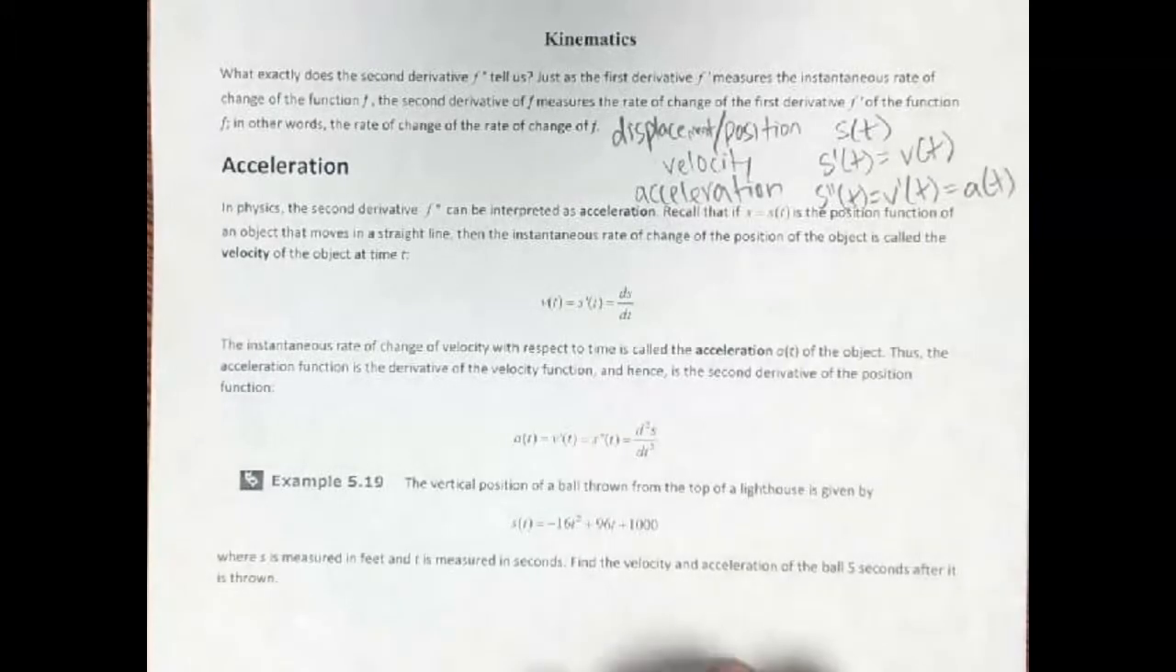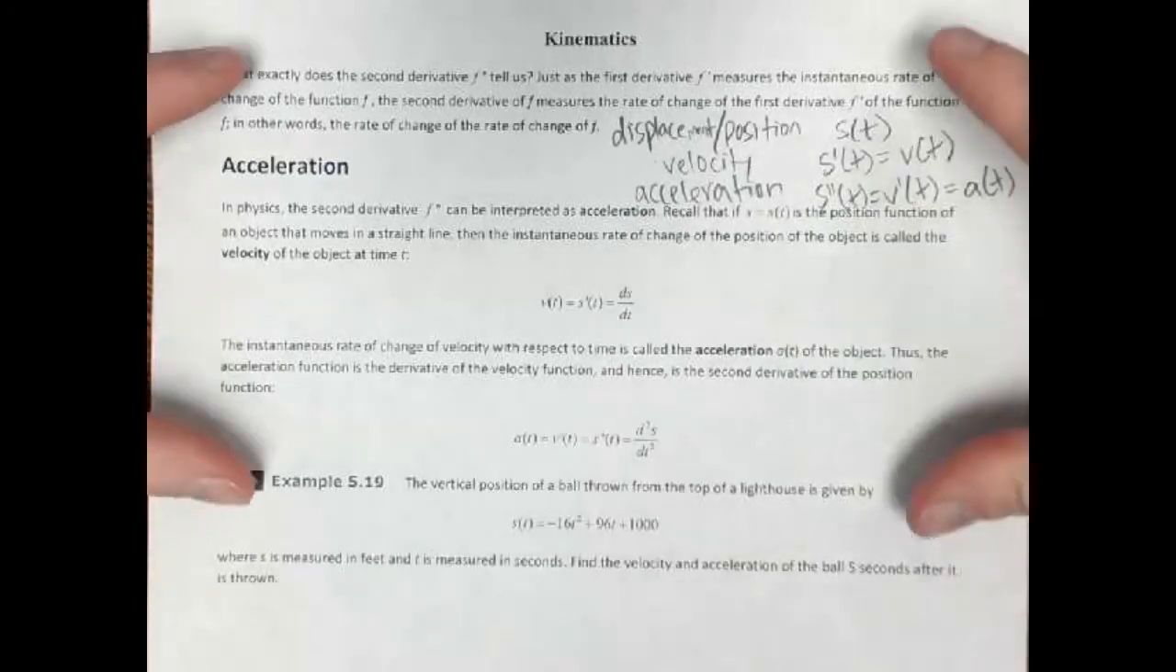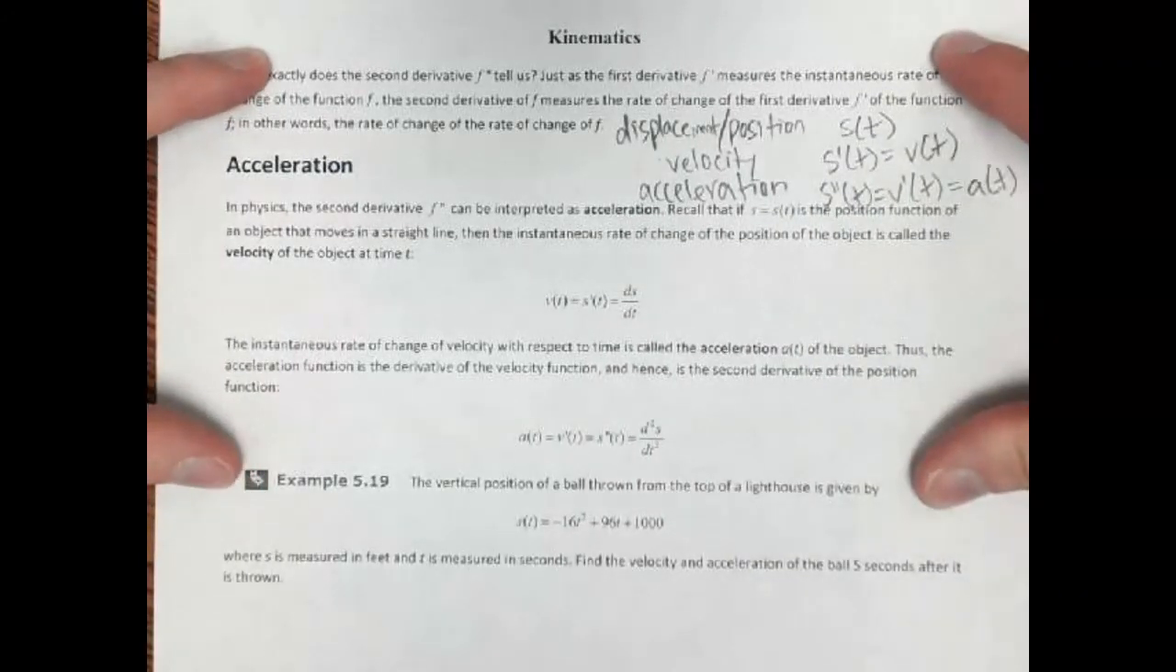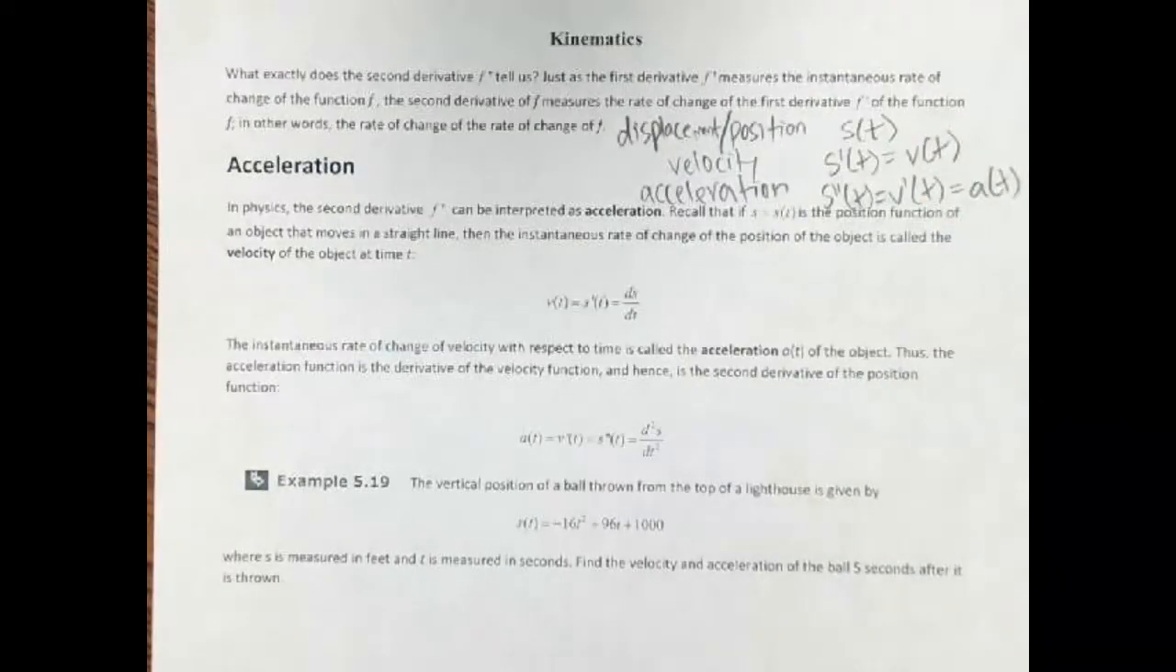So we've got these three functions: position, velocity, acceleration. They're all related. Think about position as the original function, velocity as the first derivative, and acceleration as the second derivative. Velocity is the rate of change of the position. Acceleration is the rate of change of the velocity. That's all this first half is telling you about. You can pause it and read it if you want. Just make sure you know there are three functions, and to get from one to the other, just take the derivative.